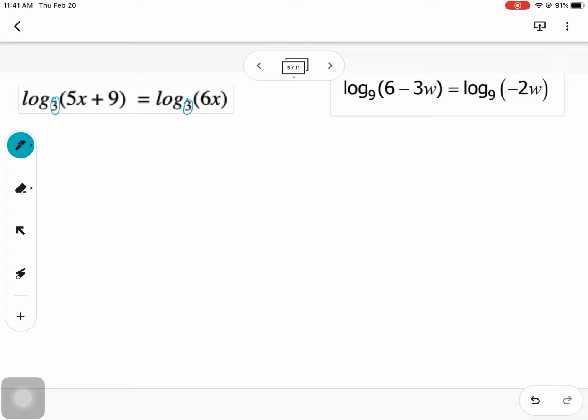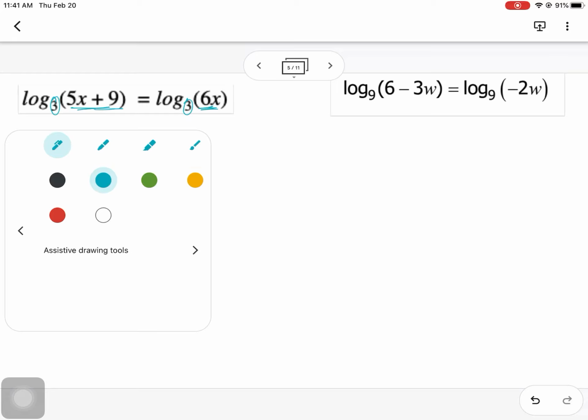But what this lets me do, if log of some number equals log of some number, these have to be the same or the equation is just invalid. So I have to know what would make those insides be the same. You're going to solve this, and in this equation we get x equals 9.